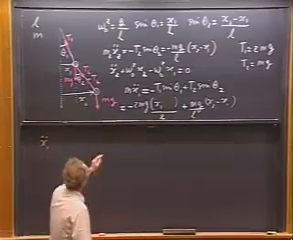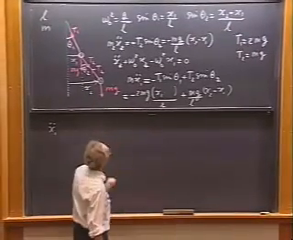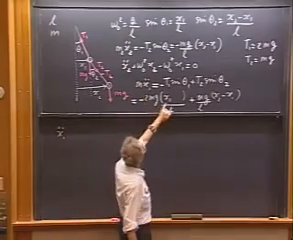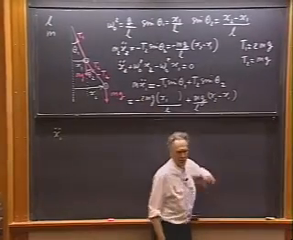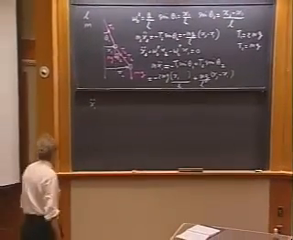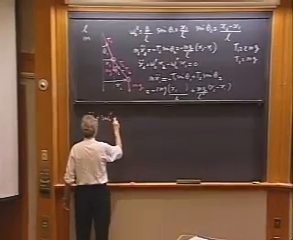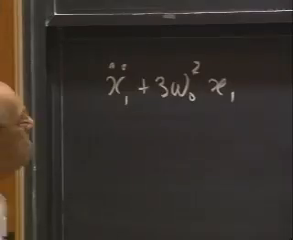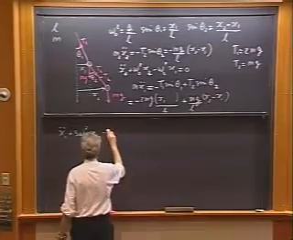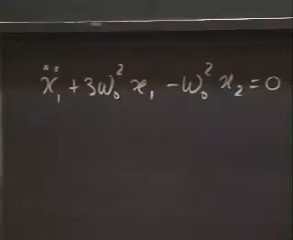x1 double dot is this one. Here the m goes. g over L becomes omega 0 squared. But now look closely. There is here a 2 times x1, and here there is a 1 times x1. And both have a minus sign. So when they come out, I get 3 omega 0 squared. So I get plus 3 omega 0 squared times x1. And then I have to bring x2 out. That becomes minus omega 0 squared times x2. And that is a 0.